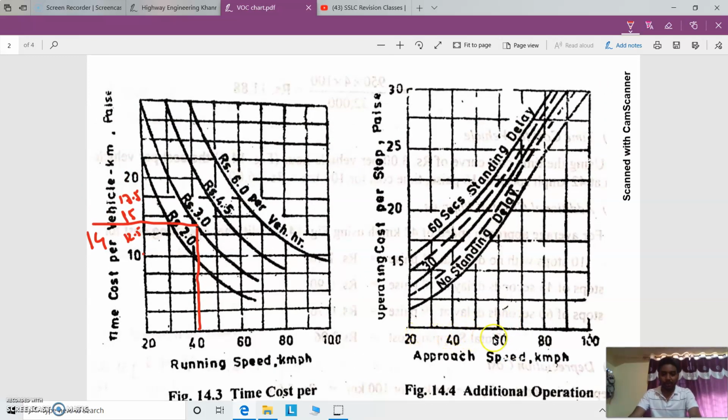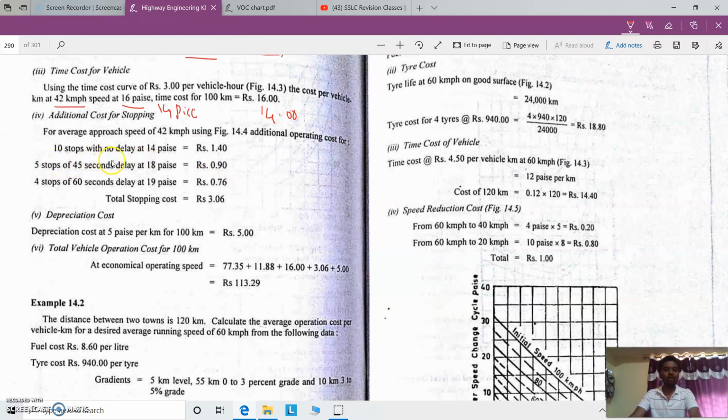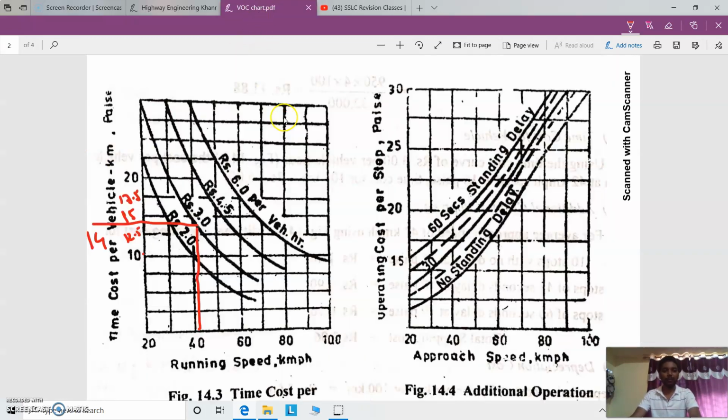Right, here for a particular speed we have no standing delay, that means no stops, and different particular times are given as curves, and that particular curve is directed to the y-axis, and will be measured as operating cost per stop in paisa. Here in this question we have 10 stops without any delay, so for economical speed, again we need to consider the economical speed of 42 kmph. This economical speed is considered for no standing delay, and that is directed to the y-axis, and it comes to around 13 to 14 paisa.